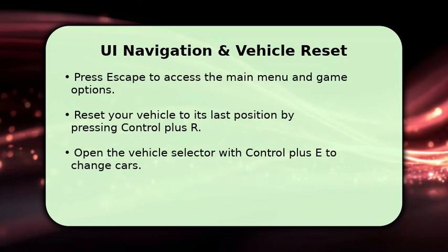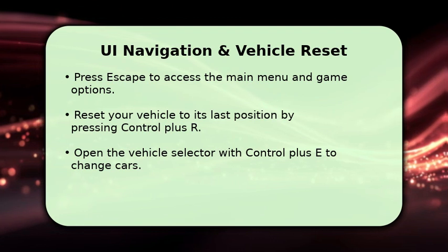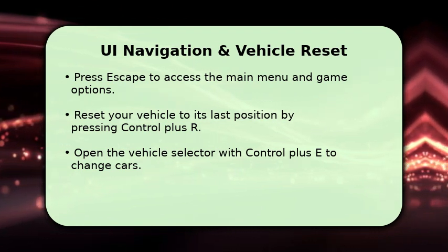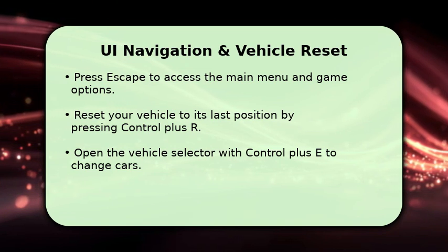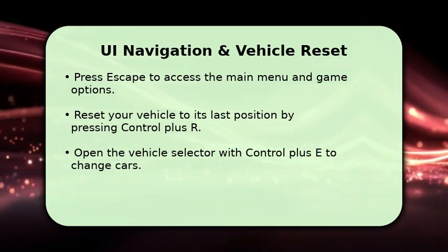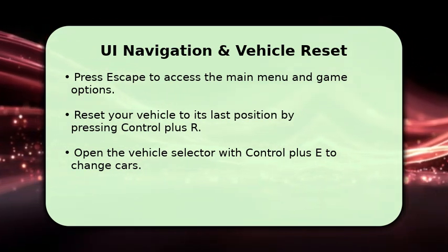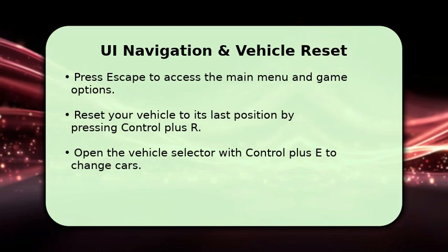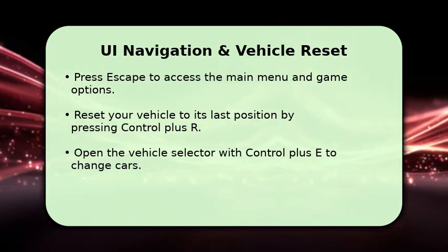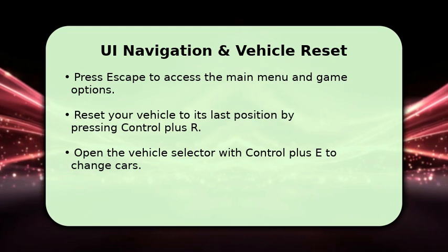Managing your game and vehicles is straightforward with the keyboard. Whenever you need to adjust settings or access different game modes, simply press the Escape key to bring up the main menu. If your vehicle gets into a tricky situation or flips over, a quick press of Ctrl plus R will instantly reset it to its previous stable position. To switch vehicles, just hit Ctrl plus E to open the vehicle selector and pick a new ride.